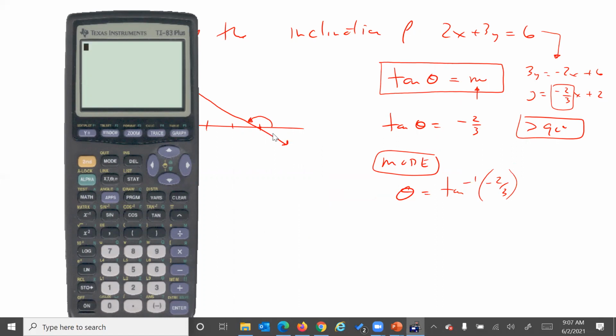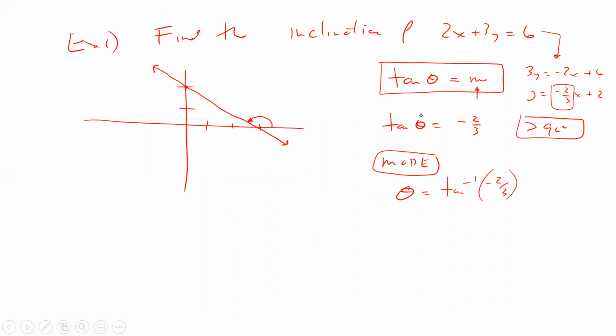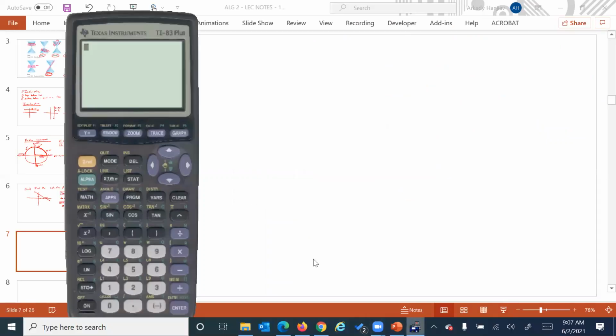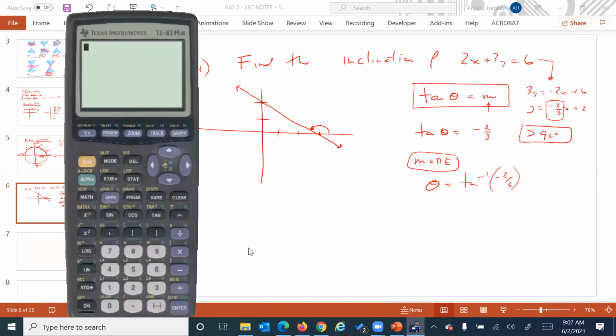So what would be different if we did it not inverse? Then, if we knew the angle measurement, I'll show it to you in just a second once we actually find the value. So tangent inverse is right here, tangent inverse of -2 divided by 3. Click enter and go for it here. Notice this has a negative there.